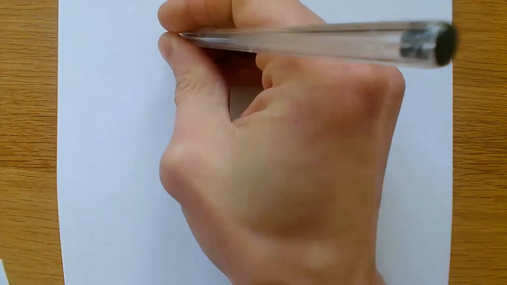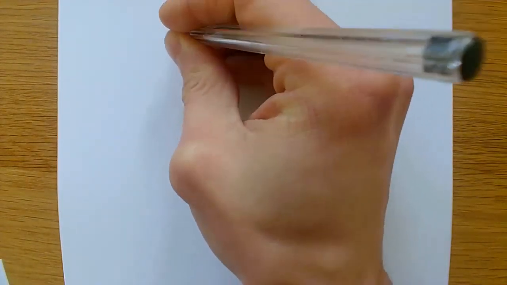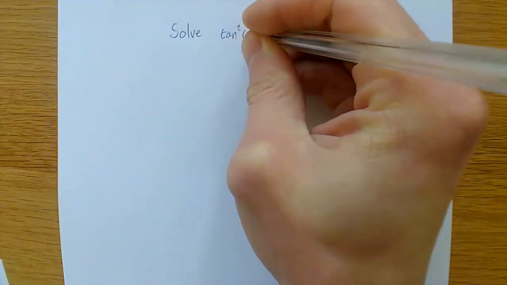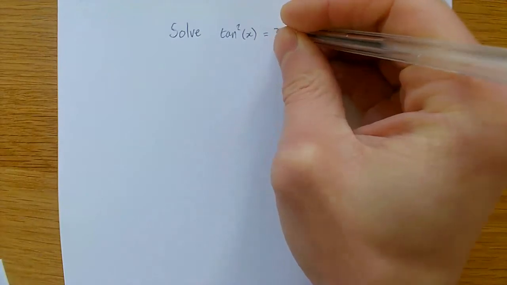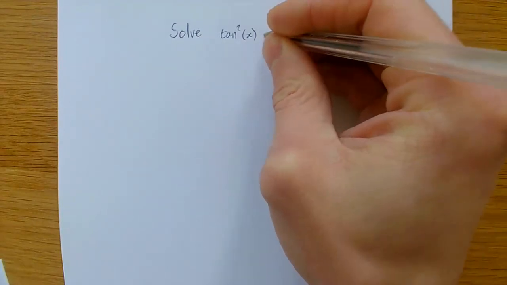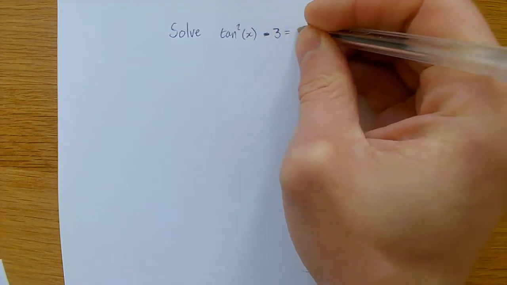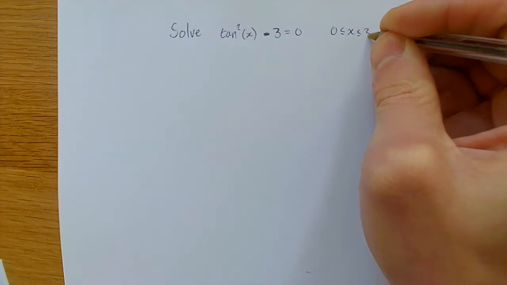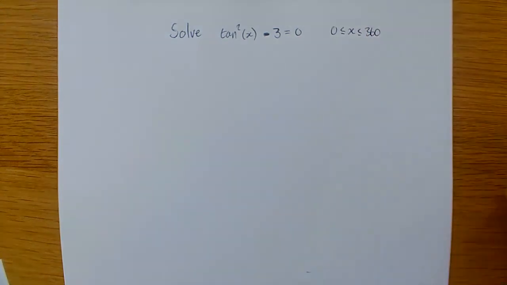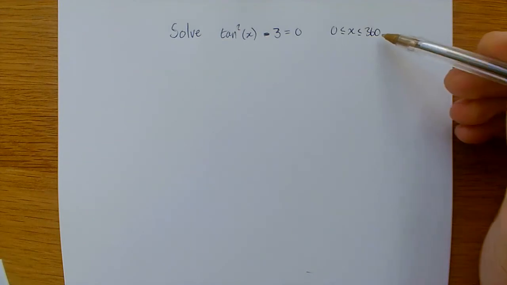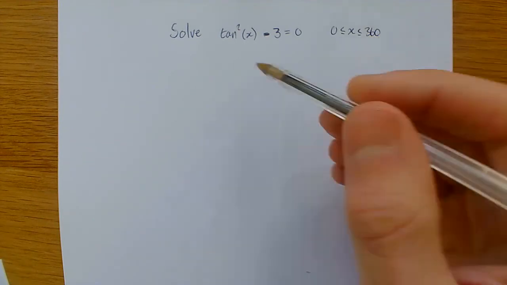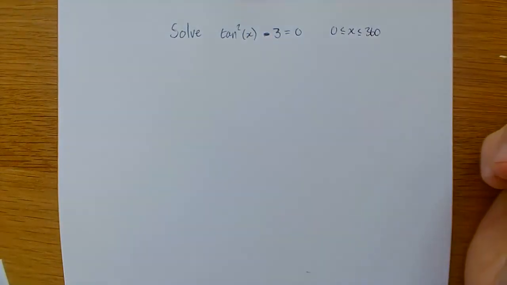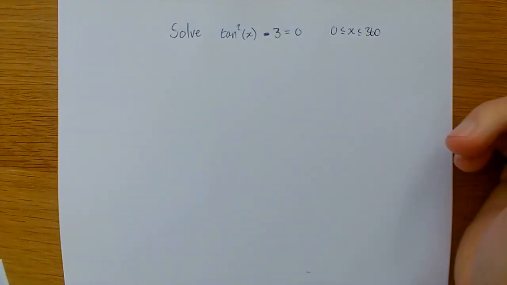So the sort of thing we're talking about this week is something like solve tan squared of x minus 3 equals 0, for 0 is less than or equal to x is less than or equal to 360. And most of the examples we're going to do this week, all very nice ranges, and within reason, they're all going to have single x's. So we're not actually using quite as many skills from last week in this session.